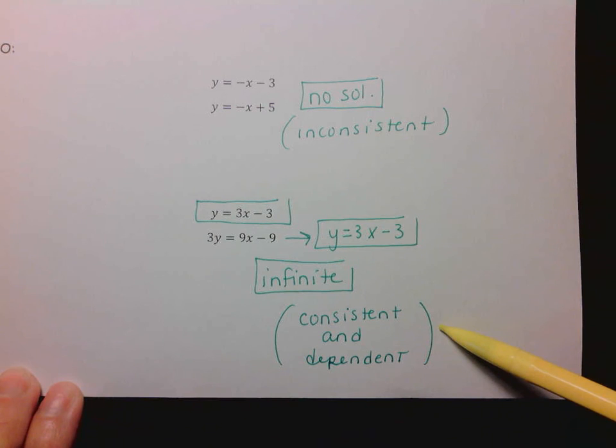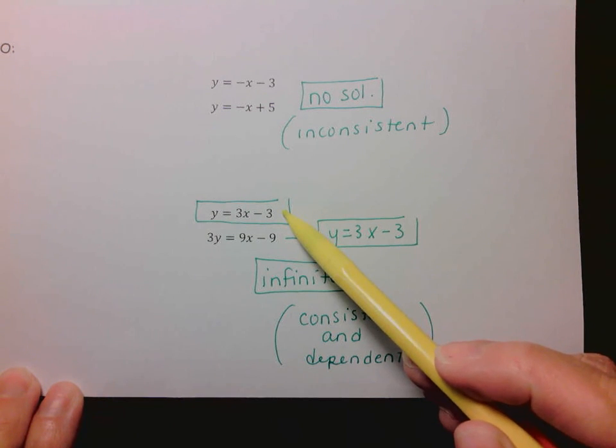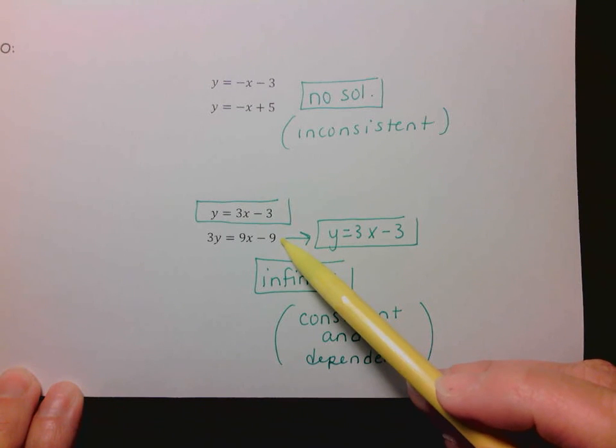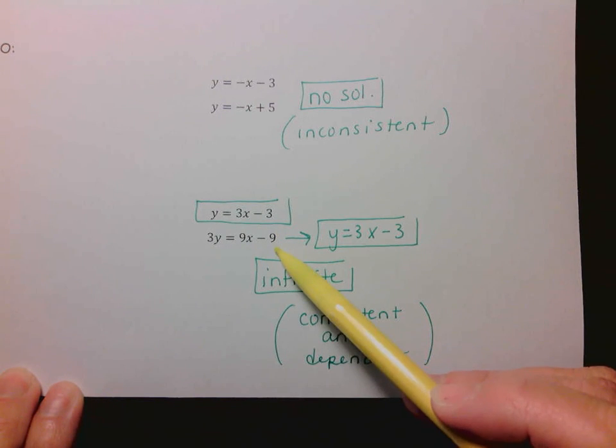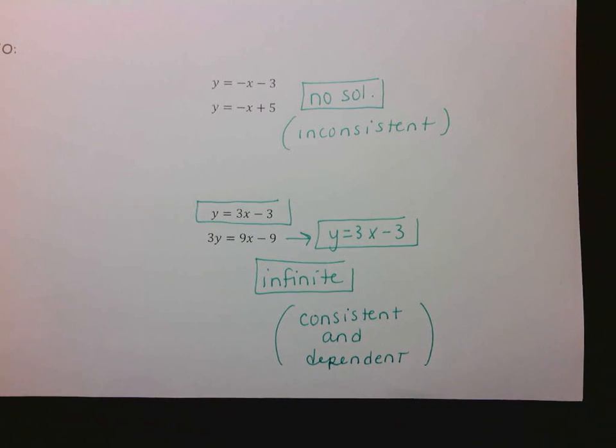How do I know they're the same line? Well, this is already in slope-intercept form, so I want to take this and put it into slope-intercept form as well so I can compare the two. So I'm going to divide everything by 3, and once I do so, what happens? I notice they're the same line.